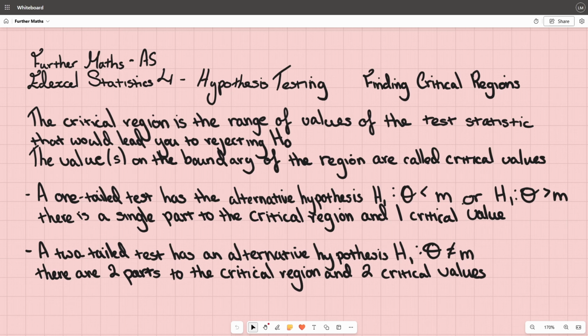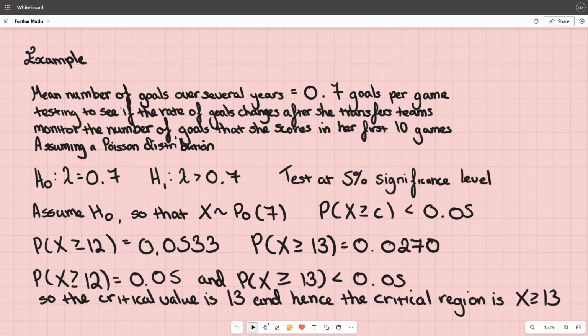So a one-tailed test has the alternative hypothesis H1 where theta is less than m, or H1 where theta is greater than m, and there is a single part of the critical region and 1 critical value. Whereas a two-tailed test has the alternative hypothesis H1 where theta does not equal m, because there are 2 parts of the critical region and therefore 2 critical values. Okay, so now I'm going to do an example of this to show you how critical regions work.